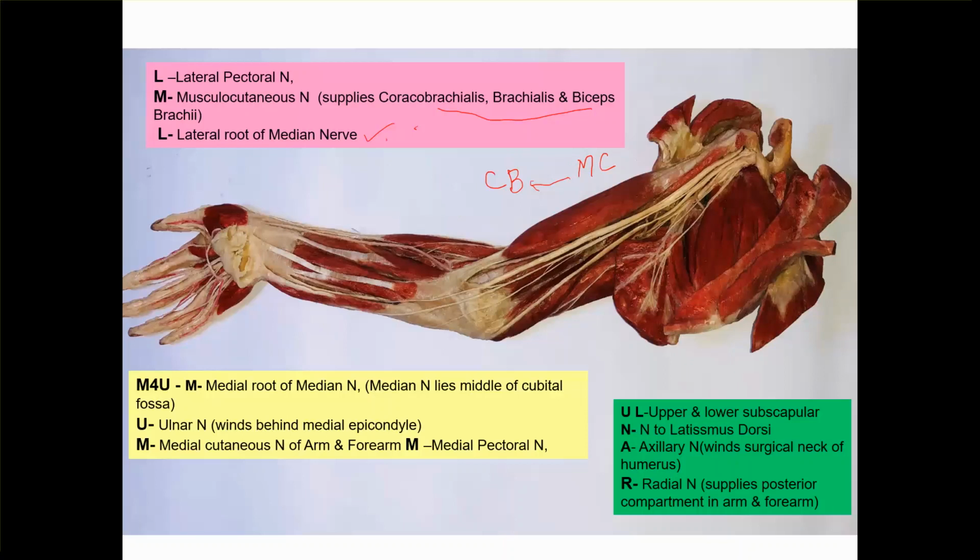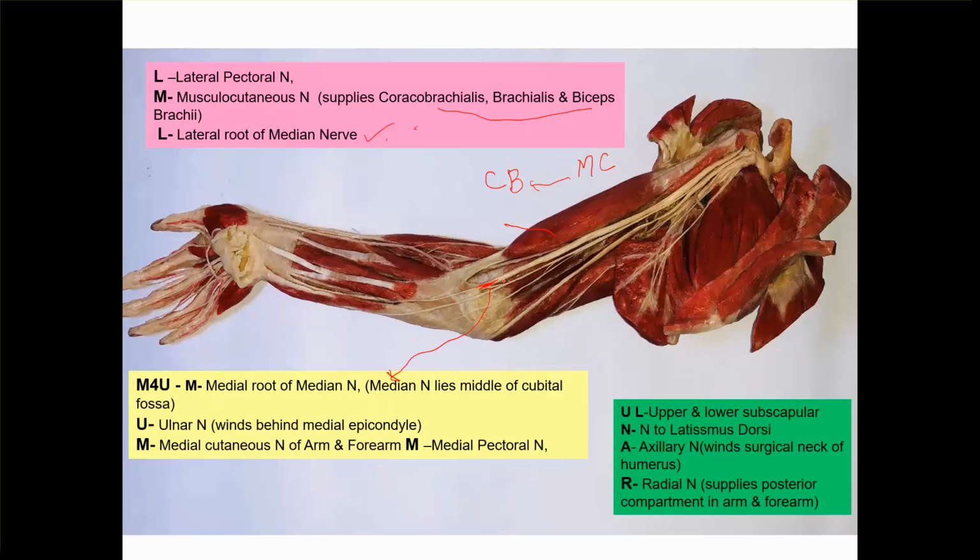Then if you keep tracing the musculocutaneous nerve, you can also see that it will supply the biceps brachii and the brachialis muscle. Then this nerve which you are seeing here, which lies in the middle of the cubital fossa, will be the median nerve. So this is the median nerve.